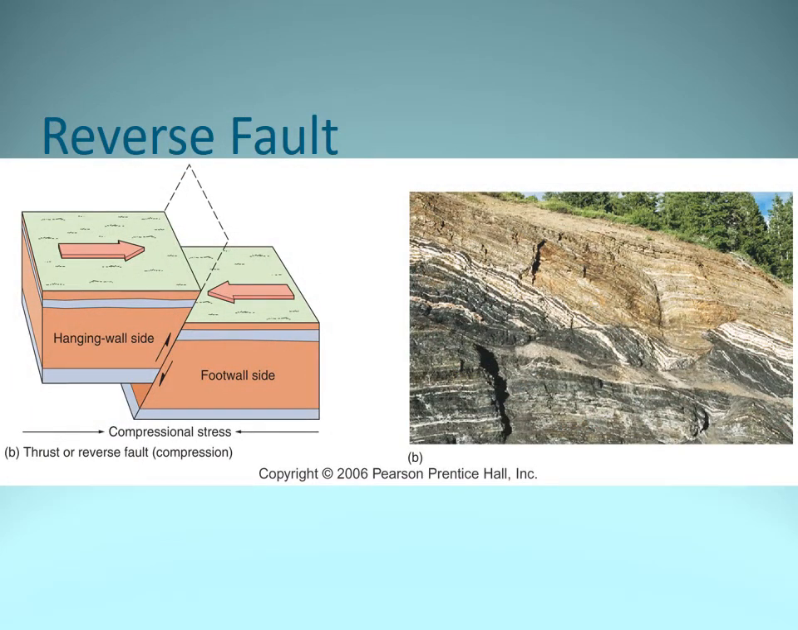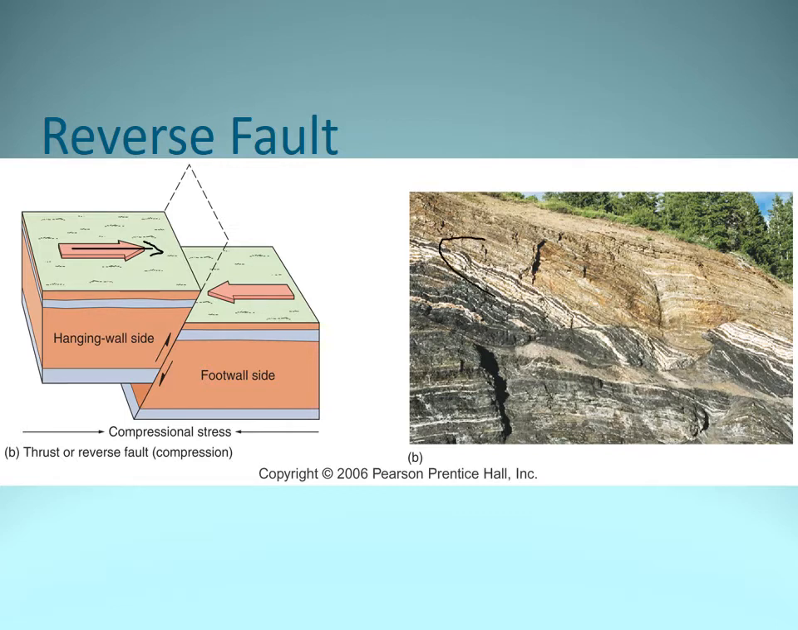The opposite of this would be a reverse fault, where we have compressional forces. So the rocks are being pushed together. And the hanging wall, once again, is the one that's moving the most. And this time it's moving up and over the footwall. This plane that it's showing here in these dashed lines is relatively vertical.